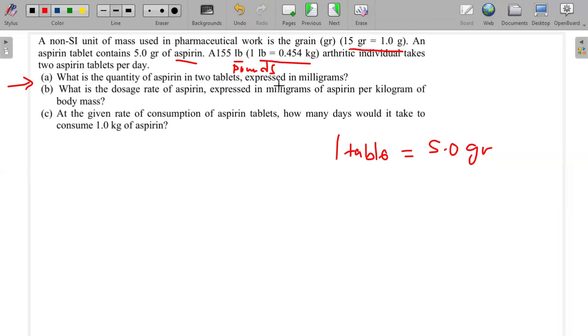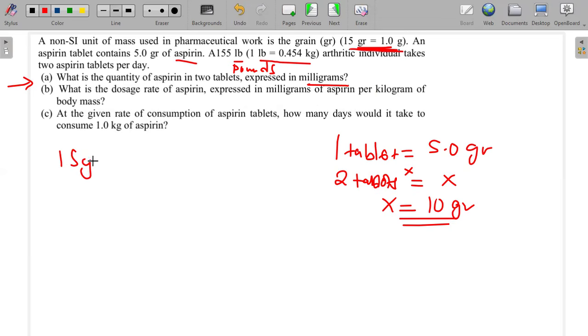Expressed in milligrams. So if one tablet has 5.0 grain, what about 2 tablets? I'll say x here, just cross multiply. So x will just be equal to 10 grain. So 2 tablets have 10 grain, but they want us to express this quantity in milligrams. So I'll go back to this conversion factor. It says 15 grains is the same as 1.0 grams.